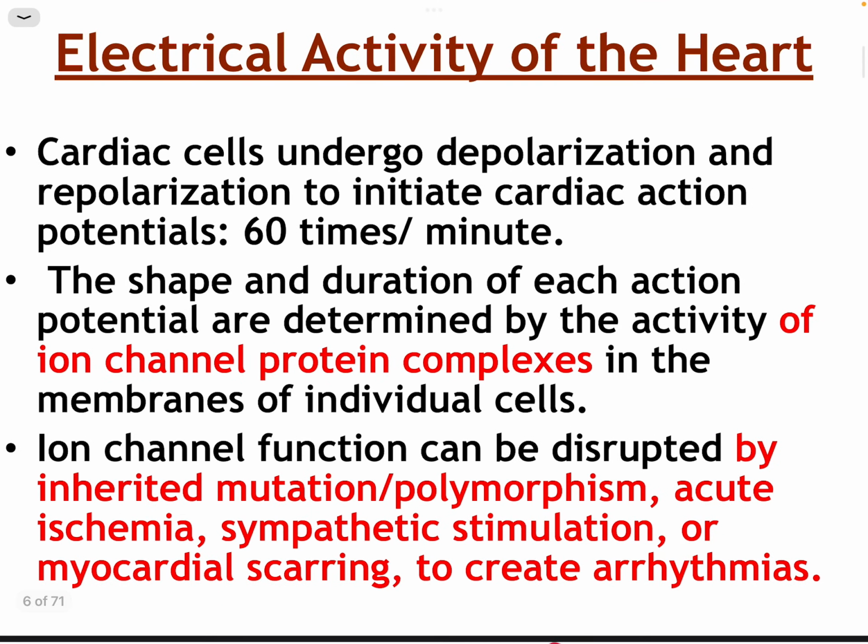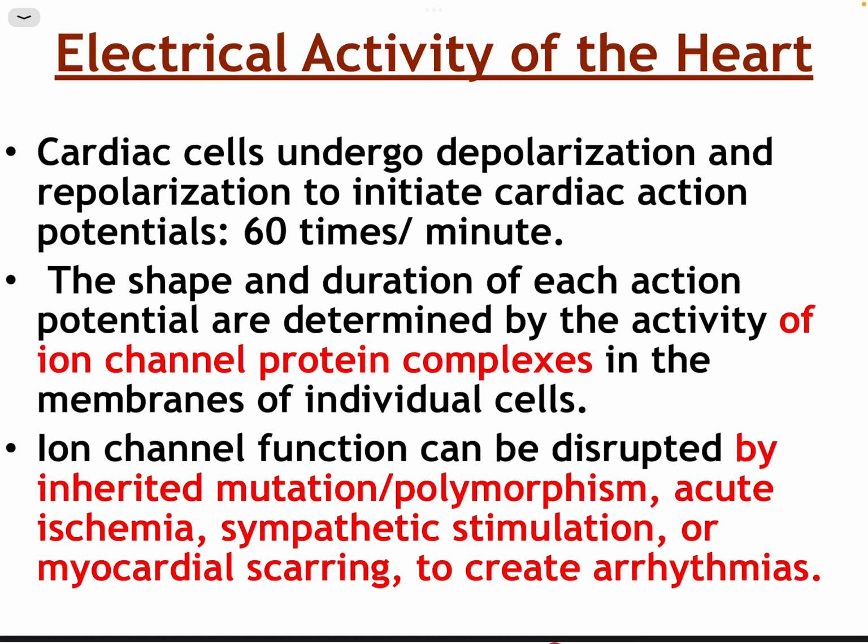So we're going to repeat some of the things you learned in physiology and build upon these to understand how the pharmacology is interacting with the normal physiological process or the disturbances of the physiological processes that occurred in our heart. So we know that the cardiac cell undergoes depolarization and repolarization to initiate a cardiac action potential 60 times per minute, again from 60 to 100, and this is the normal cardiac rhythm or rate.